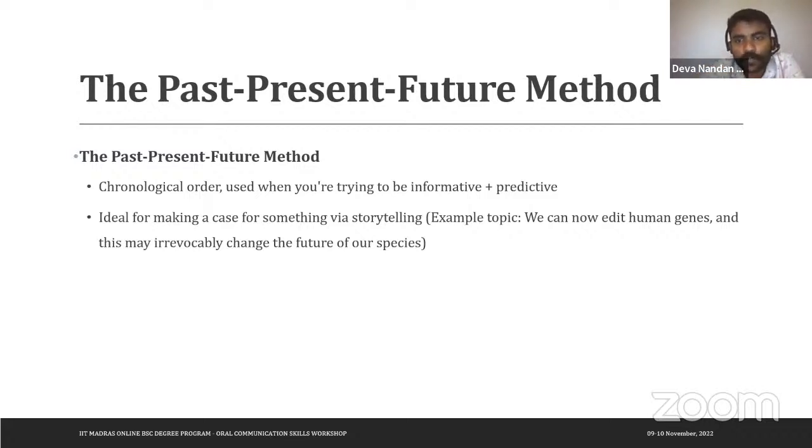An example topic could be, we can now edit human genes, and this may irrevocably change the future of our species. This is one of the example topics that we already touched upon. What we are saying here is that we already can edit human genes, and that's the story until now. That's the history, and you can of course set the context of how the technology came into use and what the state of the technology is now, and then we can say how this may irrevocably change the future of our species. This is the linear progression.